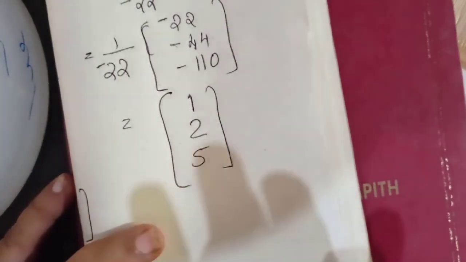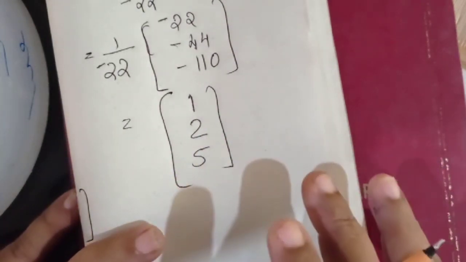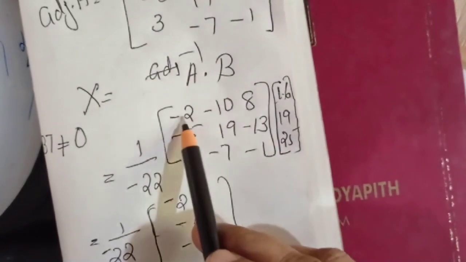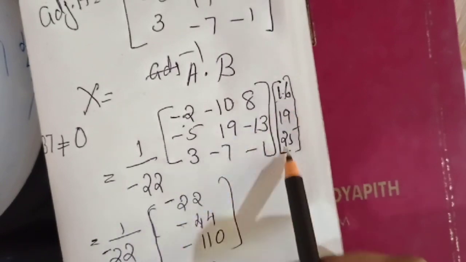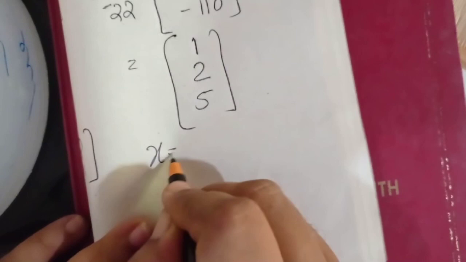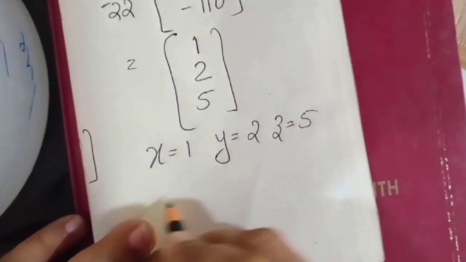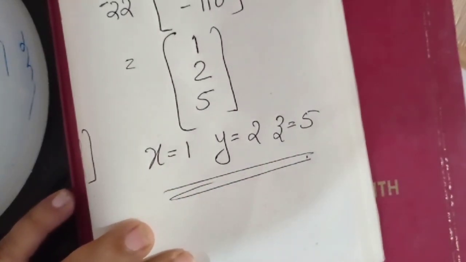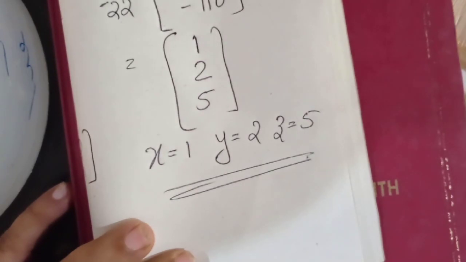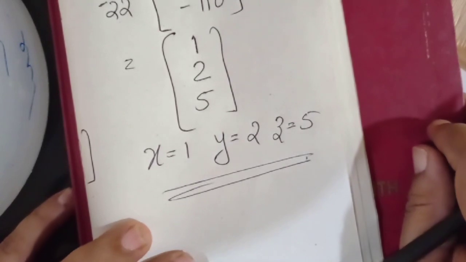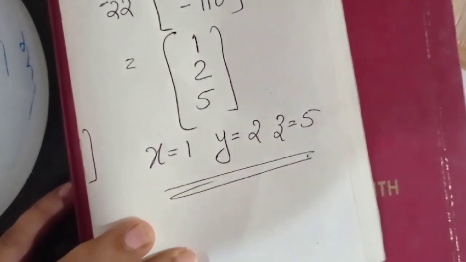You know how to multiply a matrix by another matrix. So do it row by column. First row into first column. Here only one column. First row into first column, second row into first column, third row into first column. 1, 2, 5. Therefore, write once again: X equal to 1, Y equal to 2, Z equal to 5. This is the way to find the value of X, Y, Z. Okay.